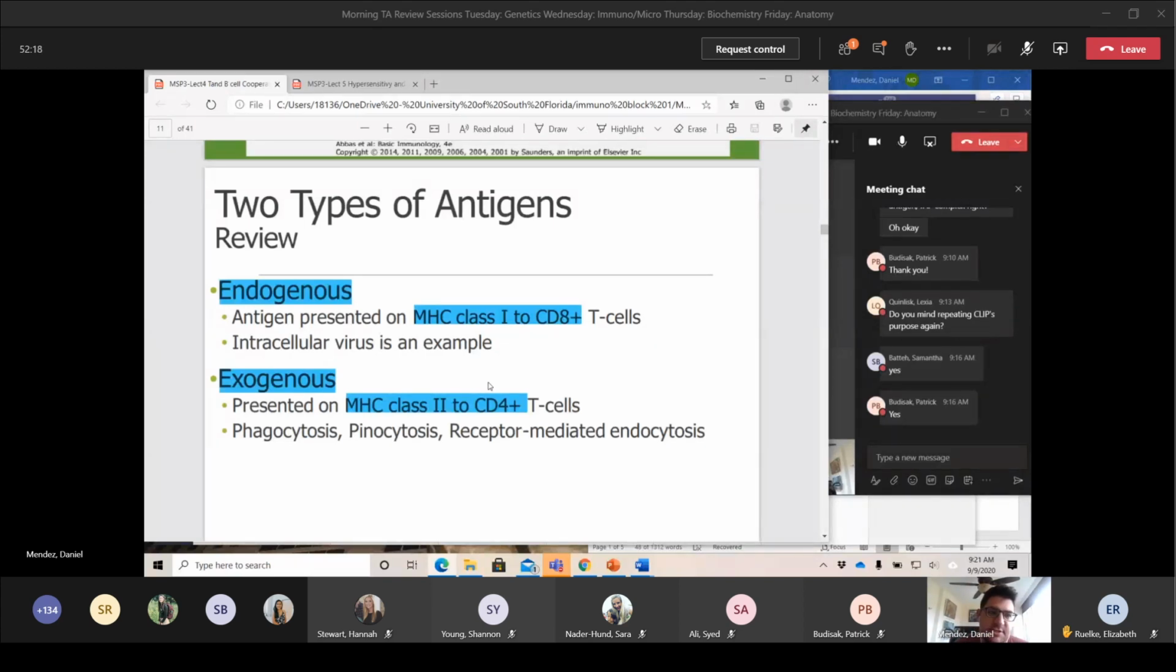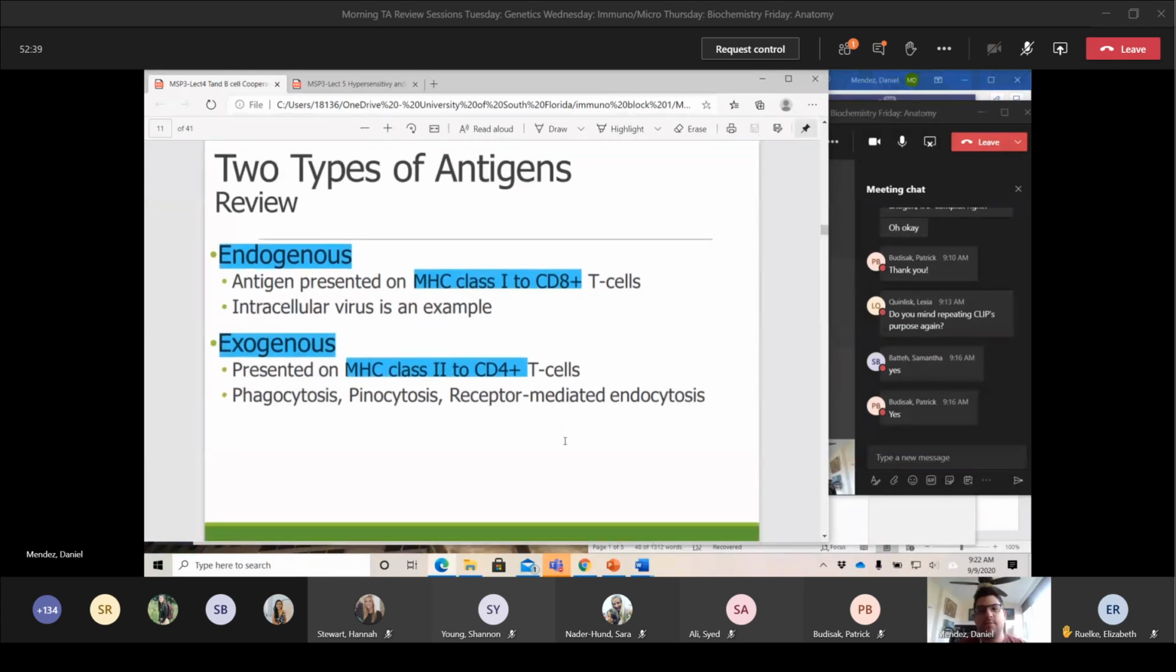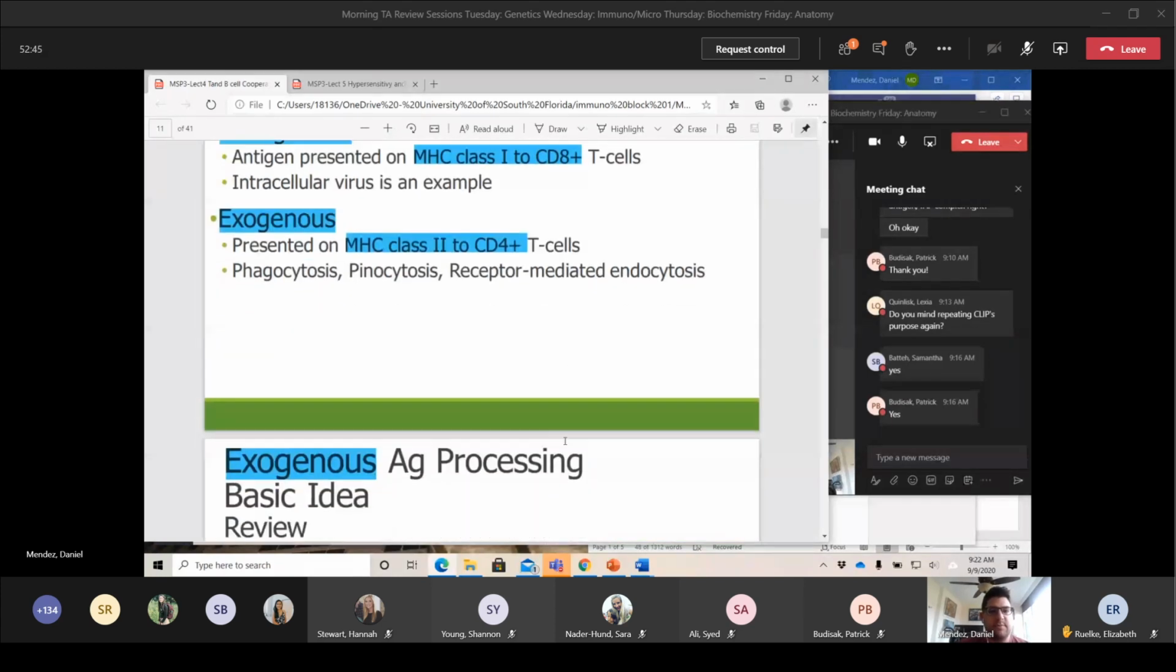So we have our endogenous being viruses, so MHC class 1 and CD8. At this point, if we're doing CD8 T cells, remember it's going to be a peptide. And then exogenous, MHC class 2, CD4 T cells. If it's T cells, remember it will be a peptide. So the only time we're activating T cells is through a peptide. If it's not a peptide, if it's a protein, so a long protein, multiple peptides, or a lipid or nucleic acid or any other macromolecule, it's going to be a B cell response.